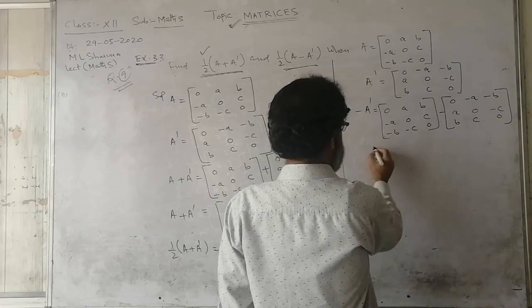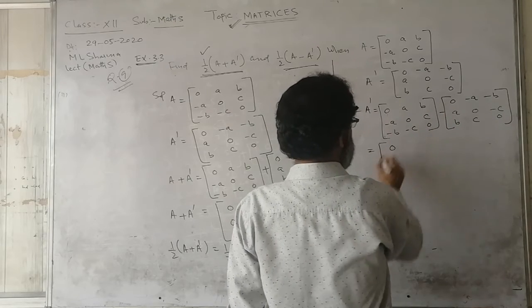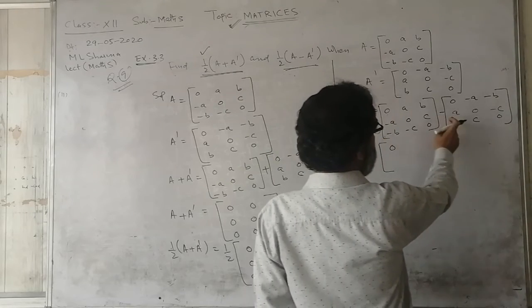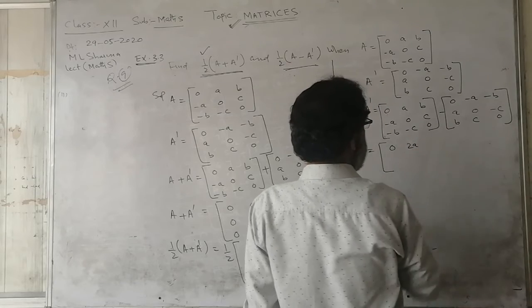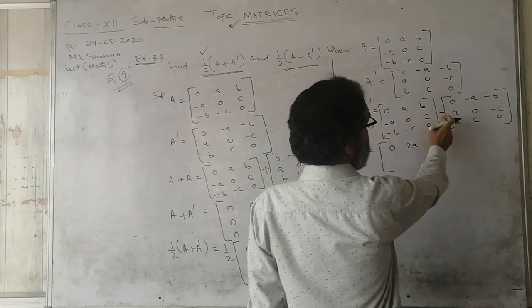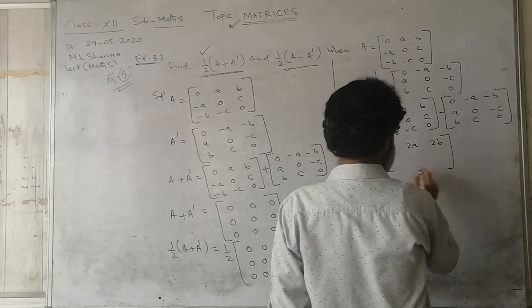So this is matrix A and this is matrix A transpose. So this will equal 0, minus 0, 0. This is a plus and plus a, so 2a will be here. Then b is positive here and b is positive here, so 2b here.